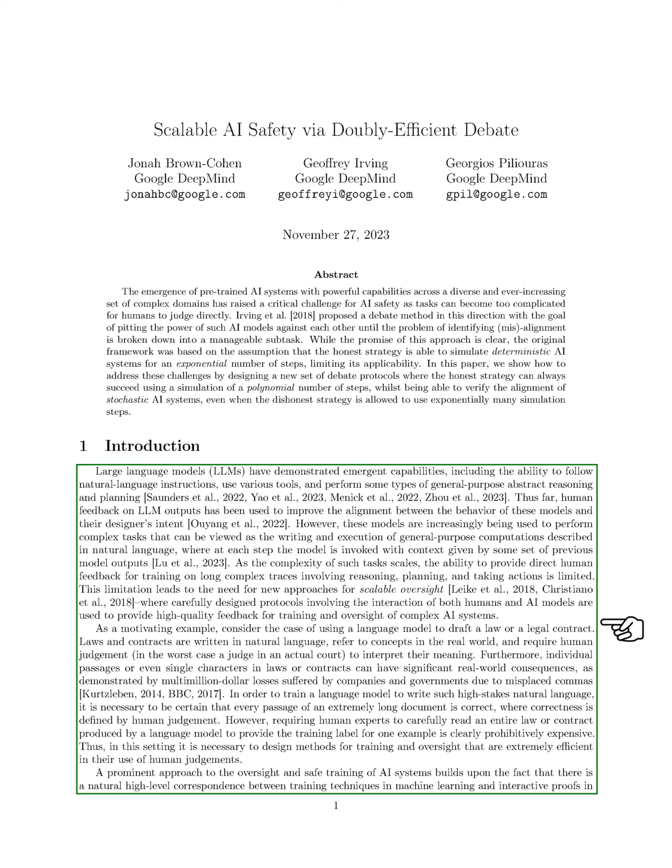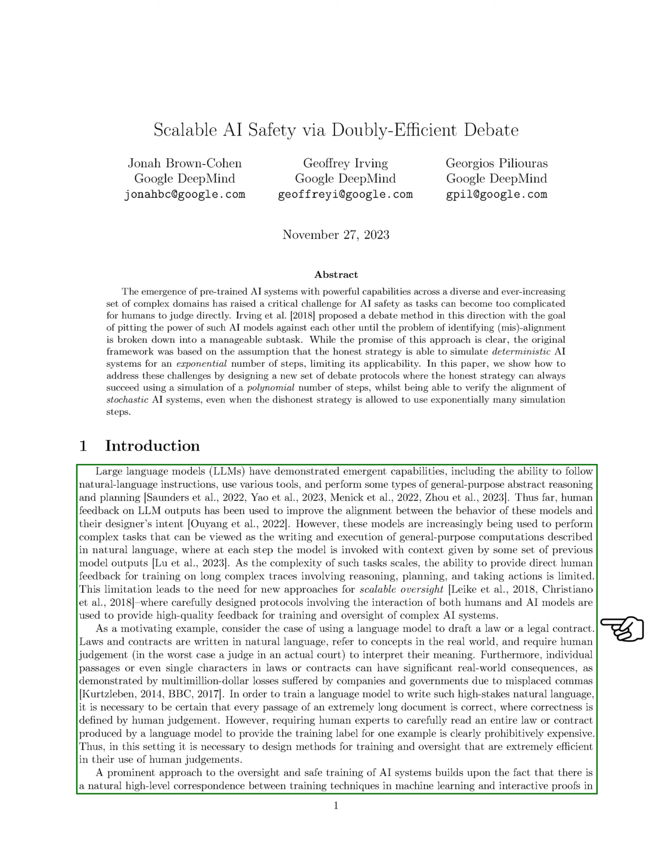But as these models are used for more complex tasks, like writing and executing computations described in natural language, it becomes harder to provide direct feedback. This is where we need new methods for scalable oversight, which involves both humans and AI models interacting to provide high-quality feedback. Let's consider an example.